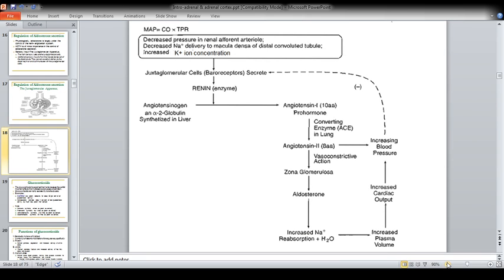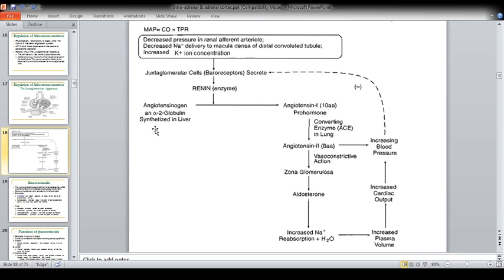Okay, so mean arterial pressure equals cardiac output times total peripheral resistance. We'll study it in cardiology, no need to worry about this. If there is decreased pressure in the renal afferent arteriole, meaning decreased blood pressure, and there is decreased sodium delivery to the macula densa of the distal convoluted tubule, and increased potassium ion concentration, it would activate the baroreceptors of the juxtaglomerular cells, which would release this enzyme which is known as renin.